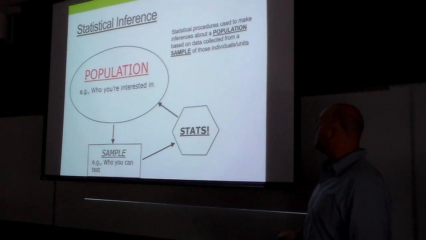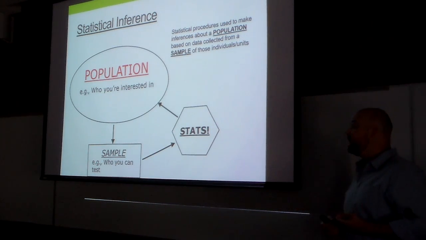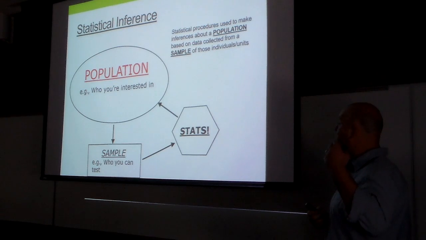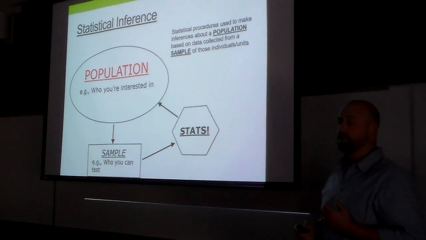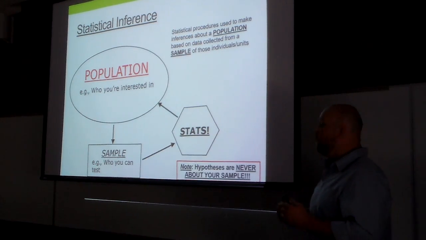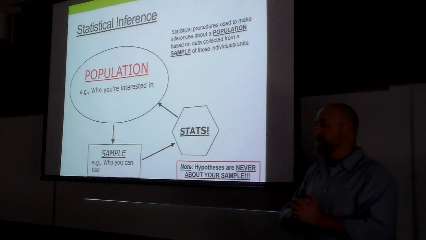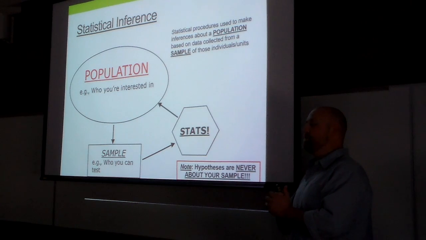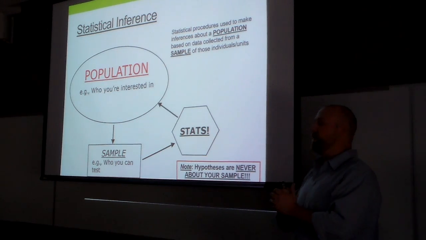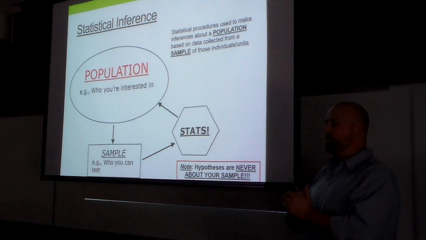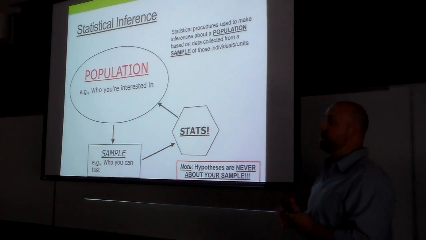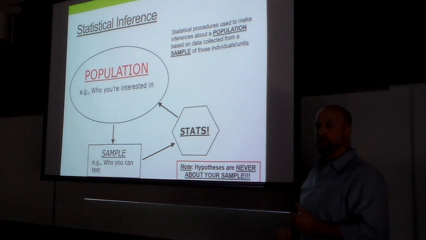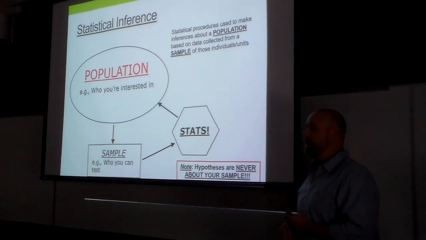Inferential statistics are procedures used to make inferences about a population based on data we collect from a sample of individuals who we hope are representative of this larger population, okay? We never care about the sample. We're using the sample. The sample is just a means to an end. I don't care about my sample. I'm using you to make inferences about this larger population. You're only useful to me insofar as you're representative of the population, right?